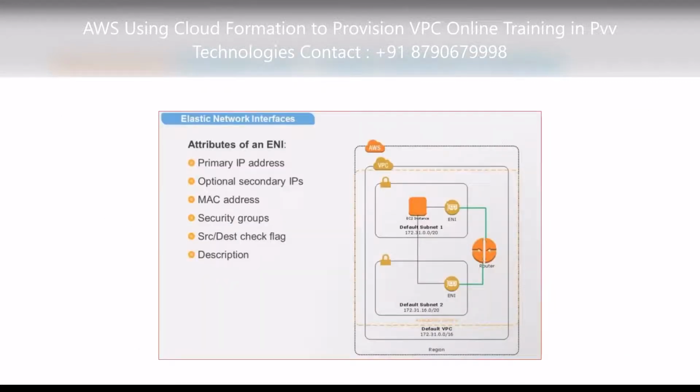And an elastic network interface has a primary address and optional secondary IPs, and it also has MAC addresses and security groups. Are these MAC addresses virtual? Everything is virtual.